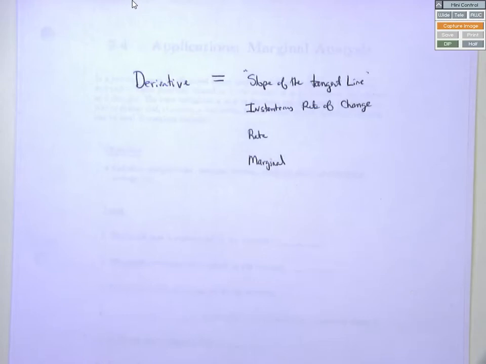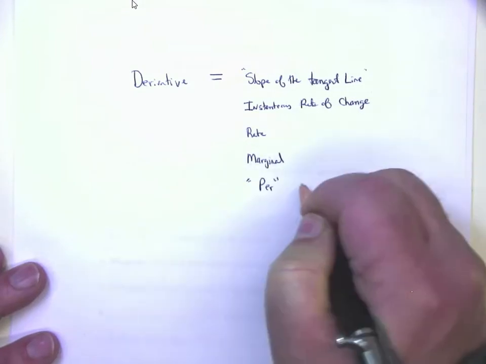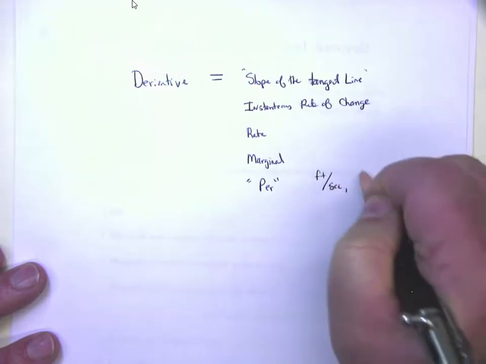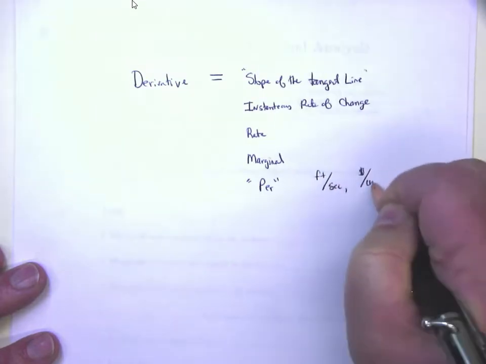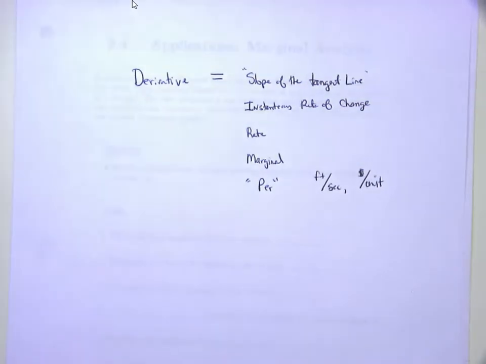And just to let you know, we've talked about this a little bit, unit analysis. When you hear the word per in terms of units, feet per second, dollars per unit, all these concepts mean derivative. That word per in the unit means it's a derivative. So these are the little technical things you can pay attention to when you start looking at your information.